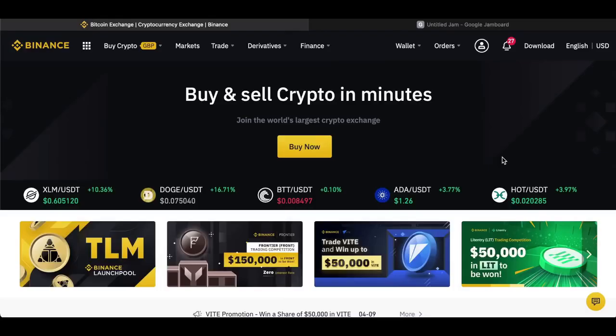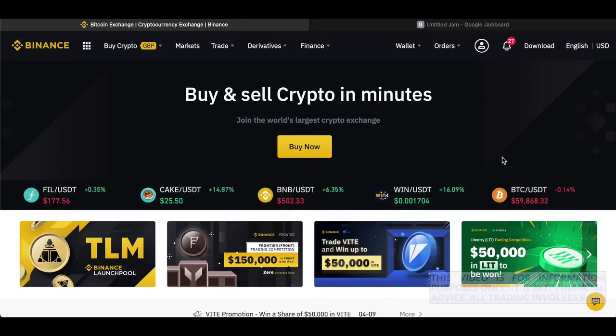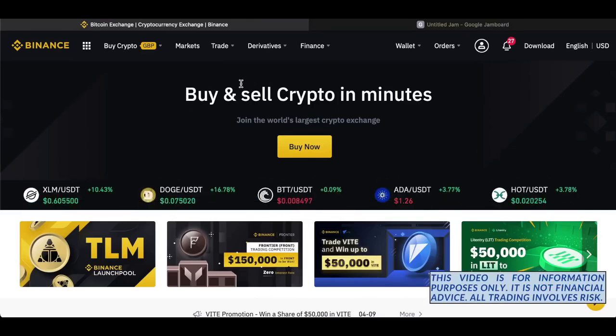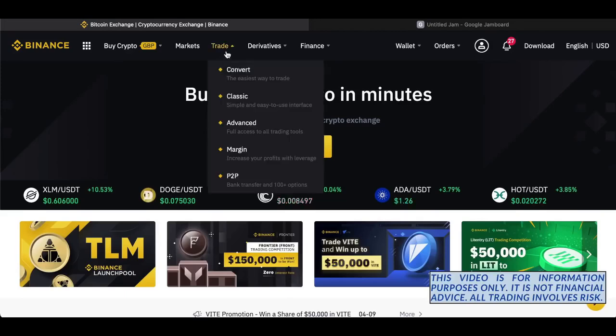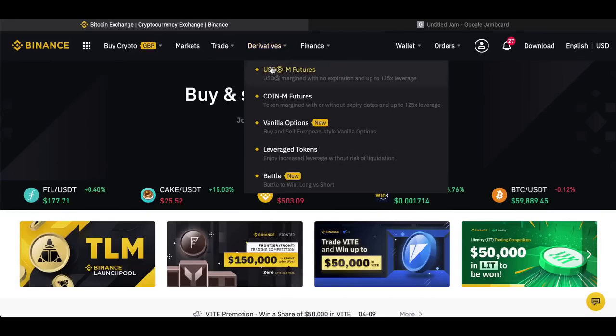Come right into Binance, and to get to the trading bot, we're actually going to have to come to Binance Futures. This is how we are going to get access to the trading bot. You can't do it in the spot market or in the normal market. If you have a Binance account, you'll probably be coming into a convert or possibly the advanced trading feature, but you won't be able to find it in those. So we're going to have to go over to derivatives and then go into futures.